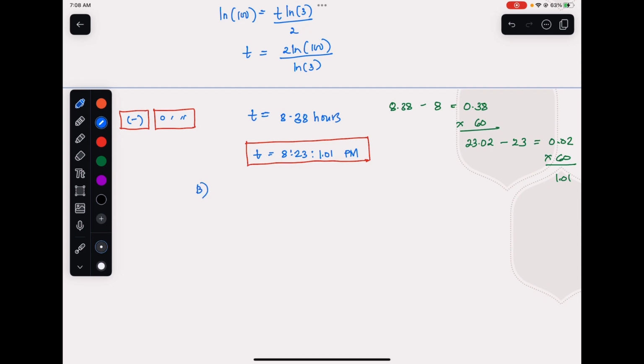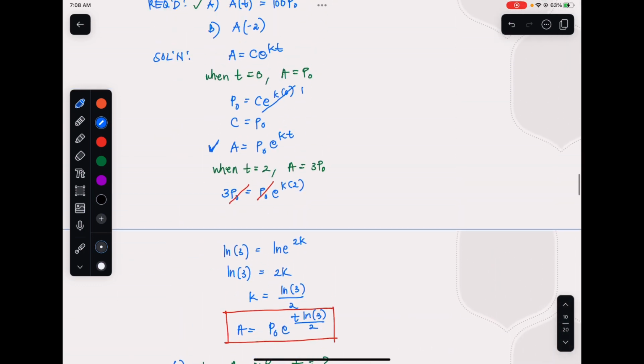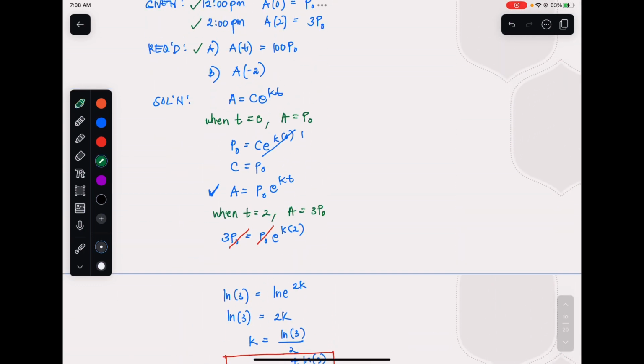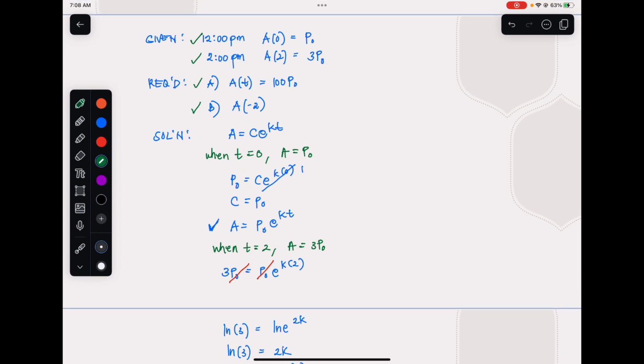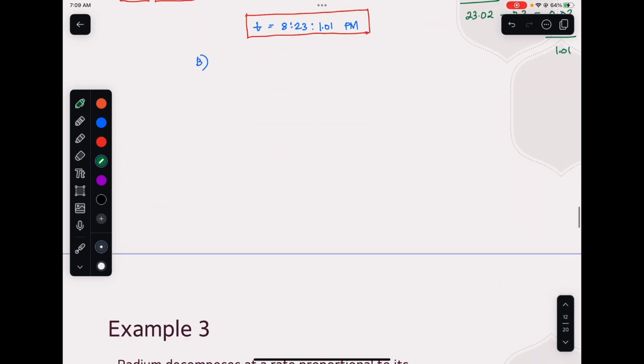For the second unknown, that is when time is -2, so what happens to the bacterial population? That means this is earlier. So we are expecting, if there would be 100% originally, that it should be less than the original amount. That is when t is -2. So what is A?